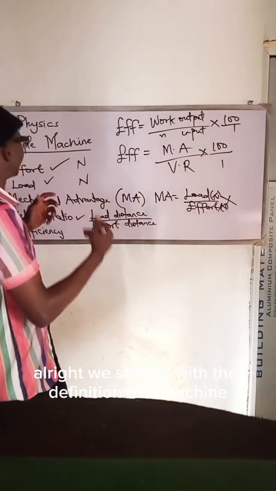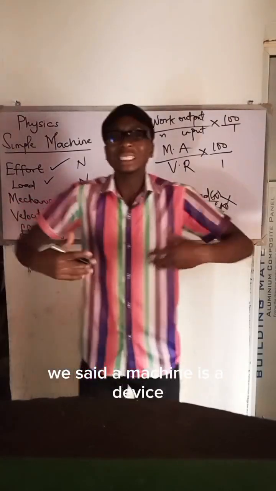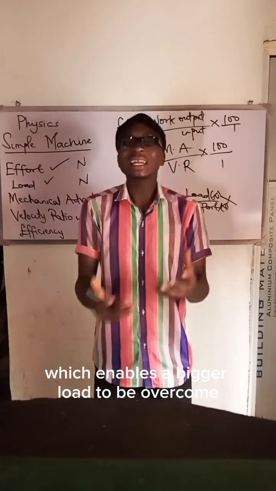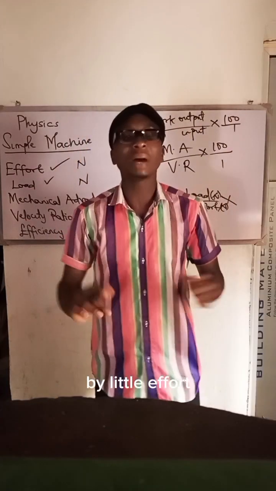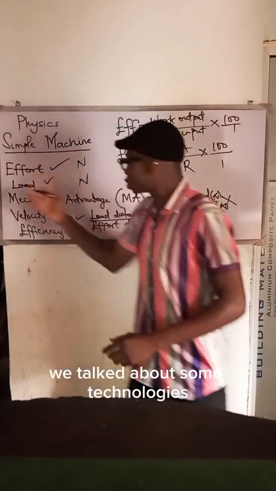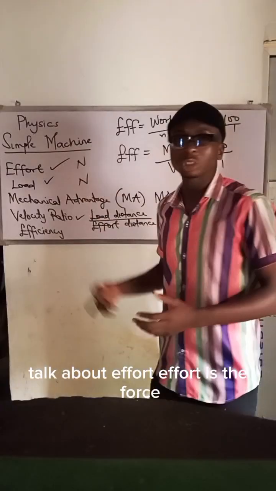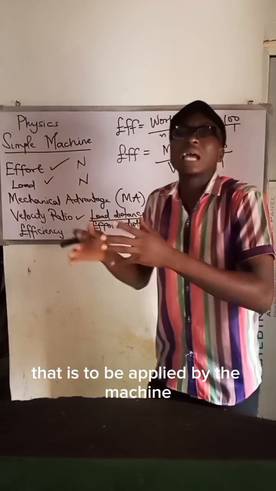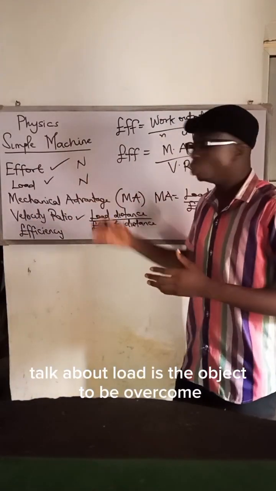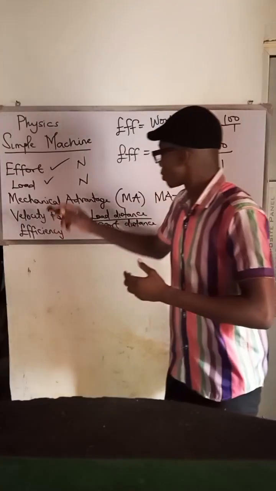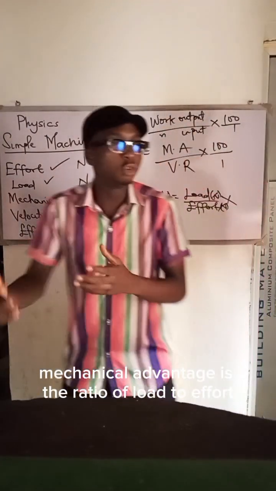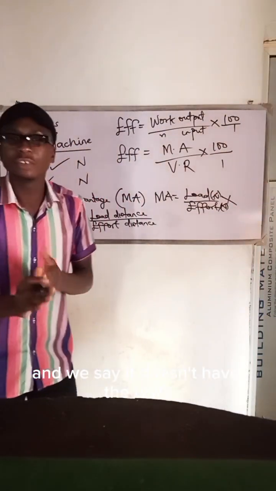We started with the definition of a machine. We said a machine is a device which enables a bigger load to be overcome by little effort. We talked about some terminologies. We talked about effort, the force to be applied on the machine. We talked about load, the object to be overcome. Mechanical advantage is the ratio of load to effort, and we say it doesn't have a unit.